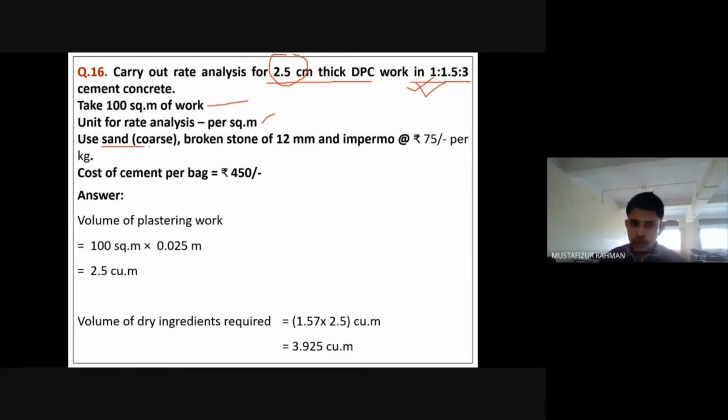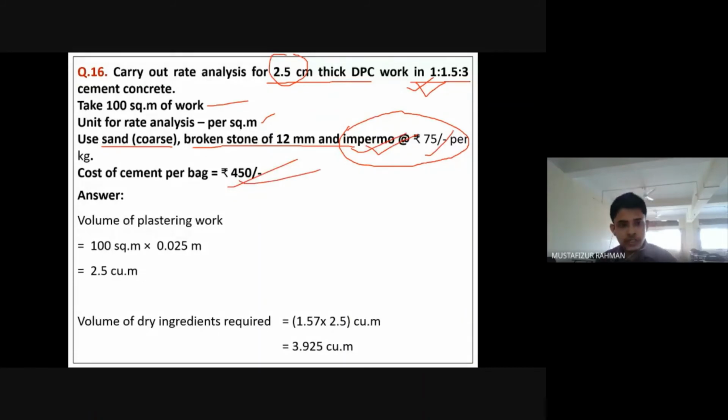We have to use coarse sand and broken stone 12 size, and we have to use Impermo, which has a water resistance effect, which will provide the impermeability, and this has to be used. The rate is also provided. Cost of cement per bag is given to us. So first, for dry ingredients required.